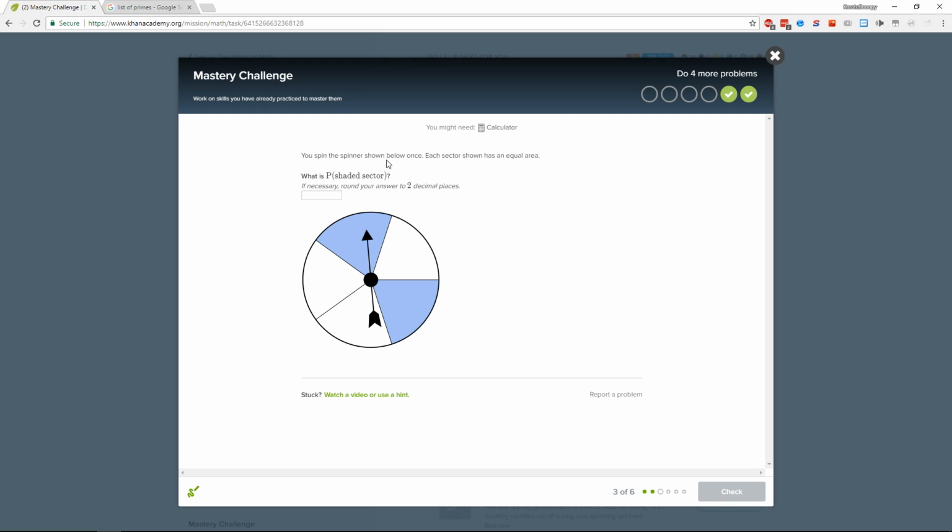You spin the spinners shown below once. What is P of shaded area? Round your answer.